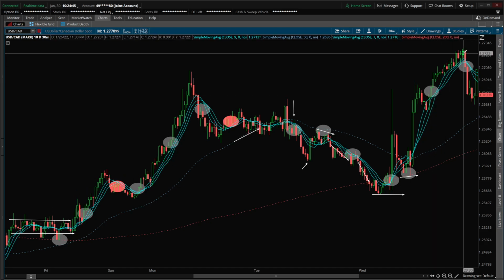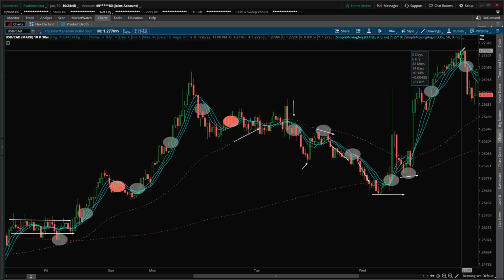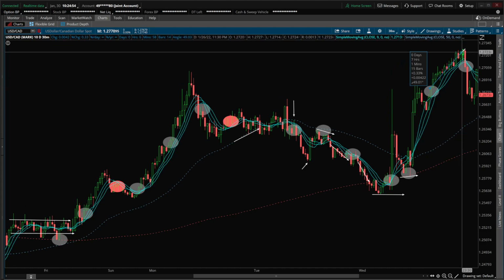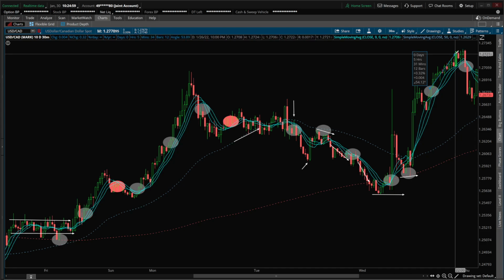Price makes a move to the upside. What do you make here? About 40 pips, so $200 right there. And how long did that take? Let's see, 7 hours and some time, roughly.